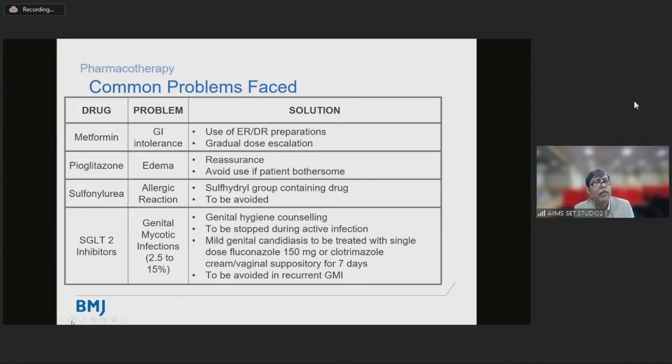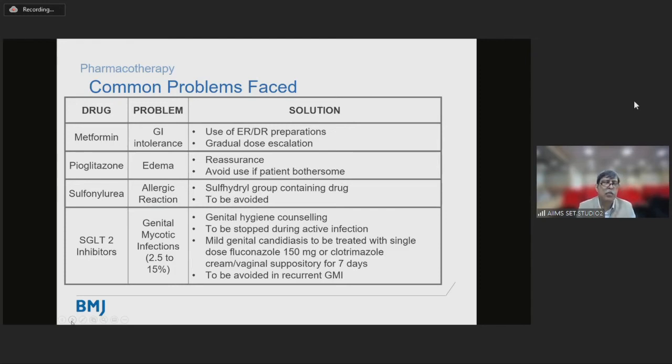What are the common problems? Metformin, as I said, GI intolerance. And the two things you need to do is use an extended release preparation, give it on a full stomach, and don't start with a full dose, up titrate. Most people tolerate up to 1 gram. Then you have some people who tolerate 1.5, and then a fewer people who tolerate 2 grams. Pioglitazone can cause edema. You need to reassure people. Rarely sulfonylureas cause allergy, but they are more concerned about hypoglycemia.